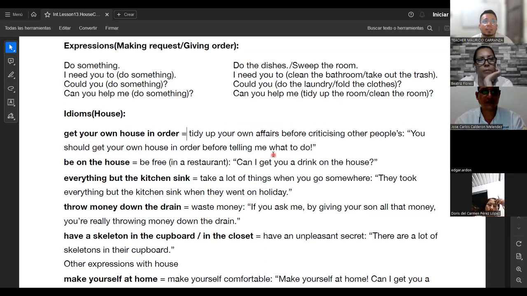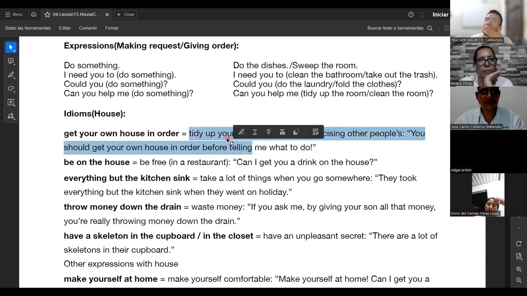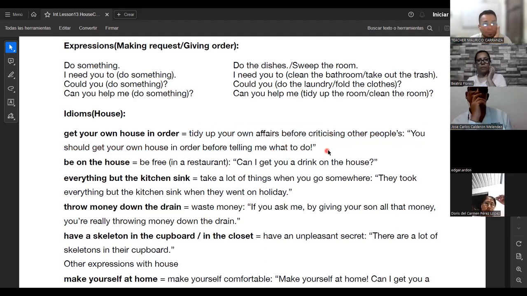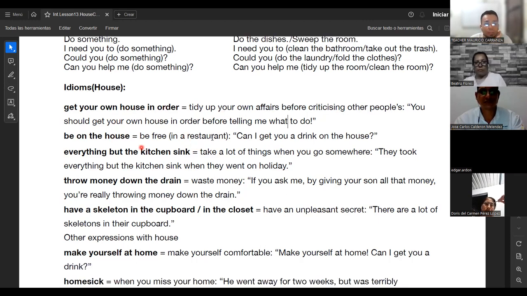So this is like, well, when we say in Spanish, well, difficult, but I don't know if it's exactly like that. But for example, you cannot tell me what to do if you are doing the same, right? It's similar to that. Mind your business. Do your thing before you tell me what to do. Okay, that is the idiom.